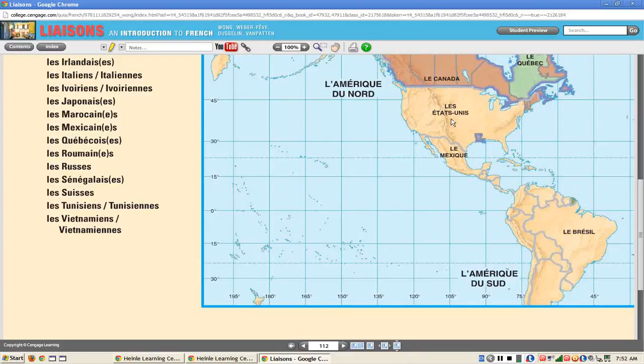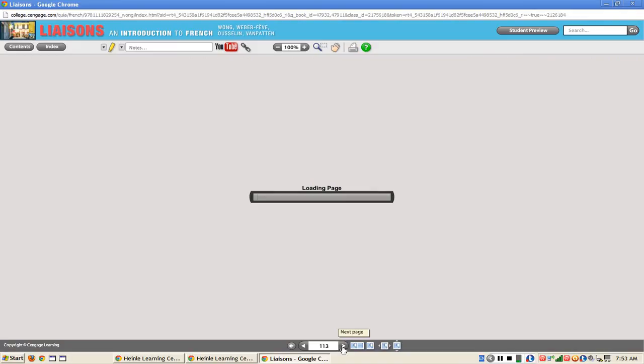You can tell it's masculine because the word État has uni attached to it, which would have an I-E-S if it was feminine, but it's I-S. Les États, the states, united, unis, with an S, because it's an agreement with les États. Let's move over to Europe.